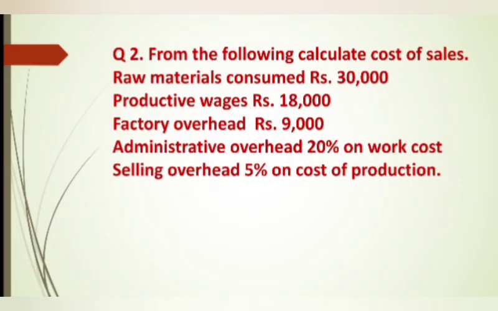I have given one question here. You try to work out and give the answer in the comment box. From the following, calculate cost of sales. Raw materials consumed rupees 30,000, productive wages rupees 18,000, factory overhead rupees 9,000, administrative overhead 20% on work cost, selling overhead 5% on cost of production. So you try to work out the sum and give the answer in the comment box.